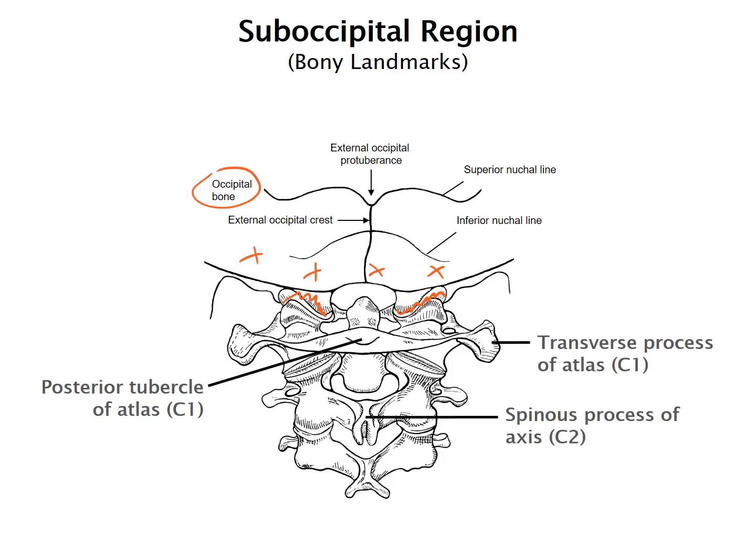The last landmark of relevance here is the occipital bone itself. So again, all 4 key landmarks include the occipital bone, the posterior tubercle of the atlas, the transverse process of C1, and the spinous process of C2.